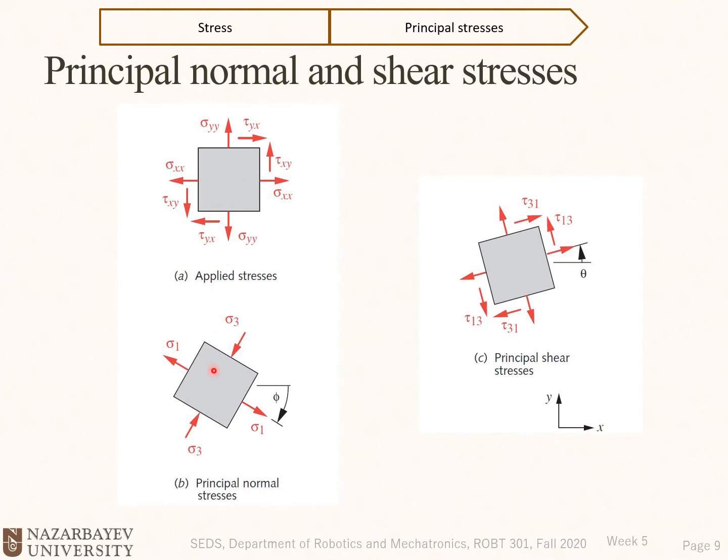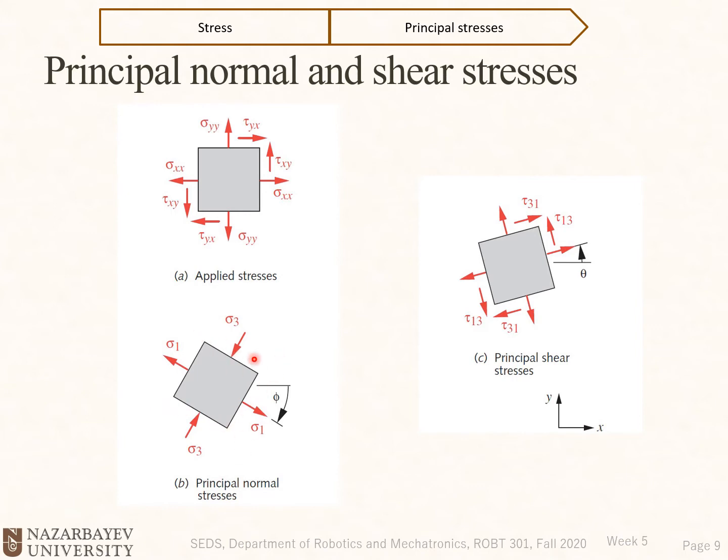Now, on that point of the part, we could just choose different coordinate systems. We could choose this specific coordinate system and rotate our cube to represent that coordinate system or any other coordinate systems. By the definition, if we keep rotating this coordinate system, we could reach a specific coordinate system where we don't have any shear forces on the sides of the cubes.